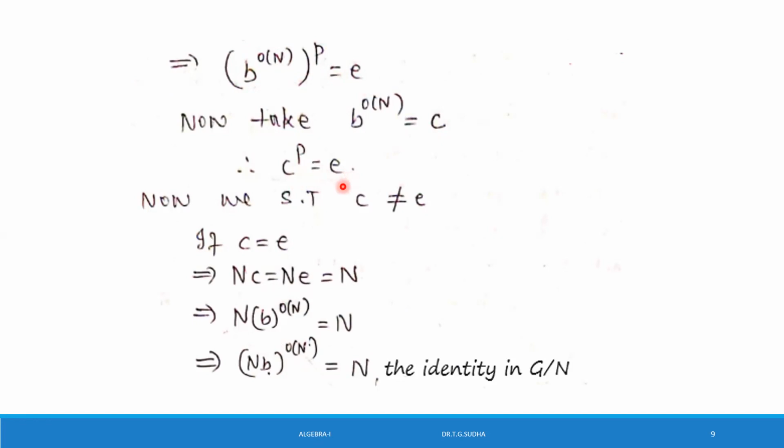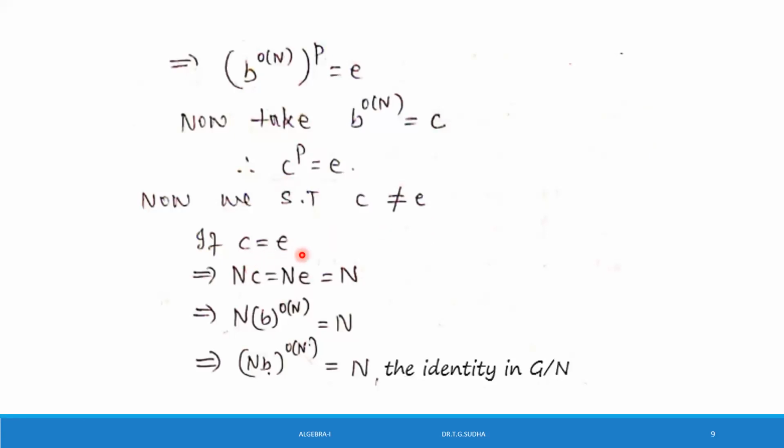My intention is to say that this is the required C. For that, C must not be equal to E. Let me show that C is not equal to E. By the contradiction method, I am going to show that C is not equal to E. Let me take C is equal to E.